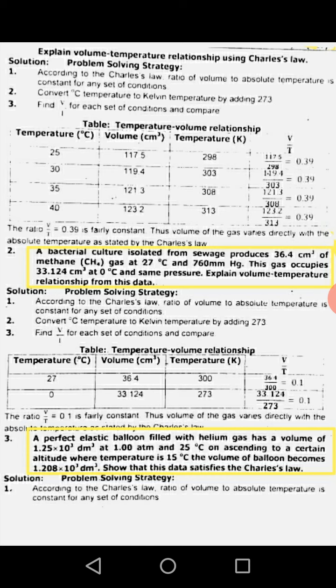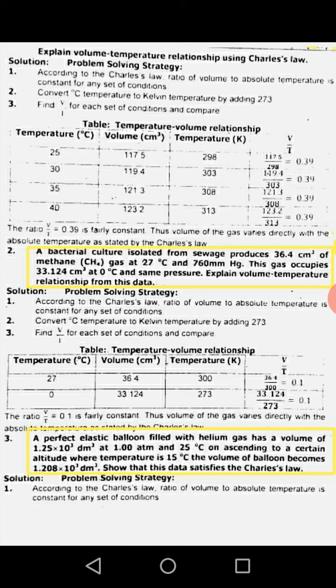And in the rest of the columns, you can see we get the same value of 0.39. It means that the volume of a gas varies directly with the absolute temperature. It means when we increase the temperature, the volume of the given mass of the gas also increases, as stated by Charles' law. Here Charles' law is proved. Now we are moving toward question number 2.